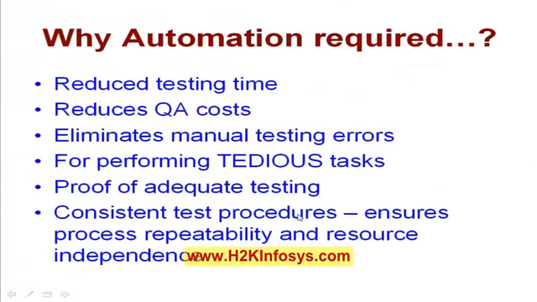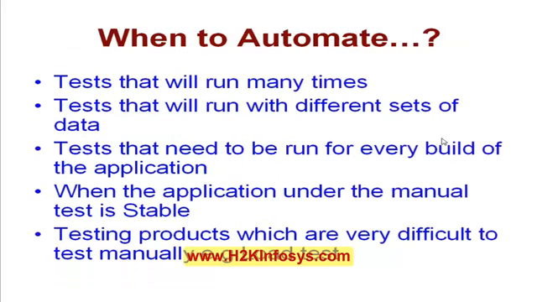Consistent test procedures ensure process repeatability. It means if you have built an automation script using boundary value analysis, that approach is going to be used in all your releases. It's a kind of consistent test procedure. And resource independence: today one person might have developed the script and tomorrow someone else comes into the picture and can also work on it. So these are some points where we generally go for automation.